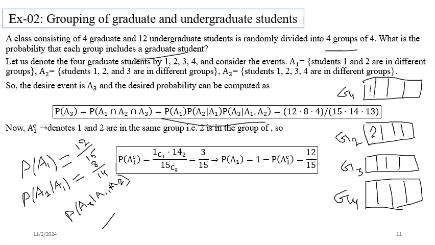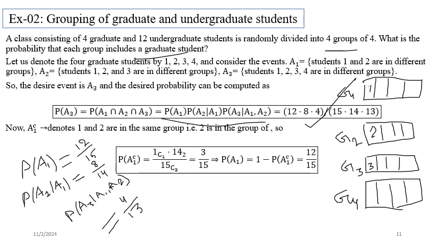So what is the probability of A3 given A1 and A2? If 3 groups have already been consumed, how many options are there for the 4th graduate student? 4 places, and 3 places have already been taken. So in the denominator, how many would it be? 16 minus 3 is 13. So these are the probabilities. Multiply these probabilities and get the desired probability.